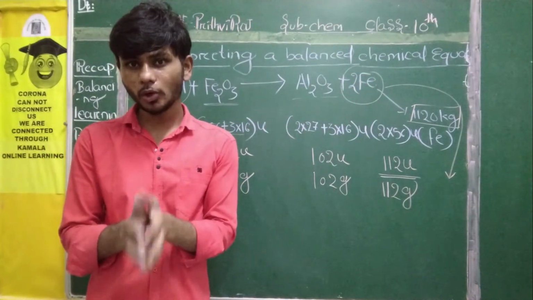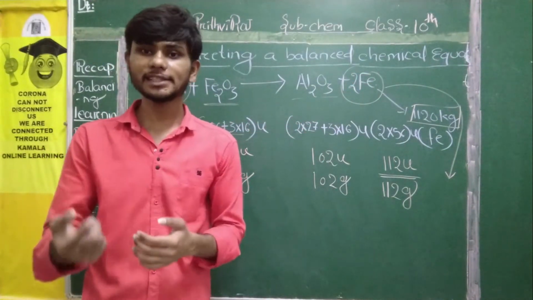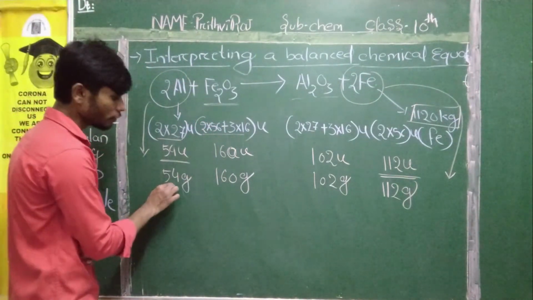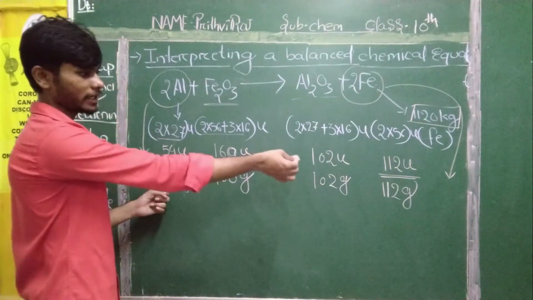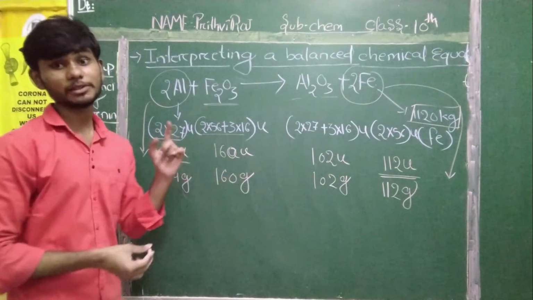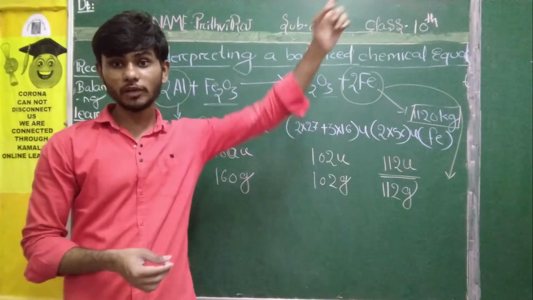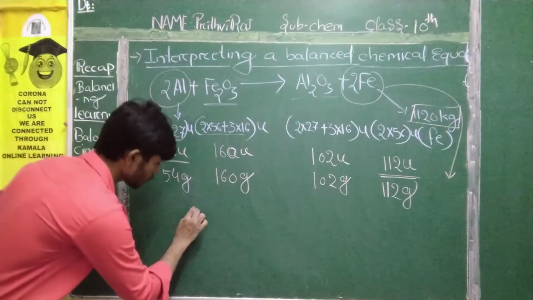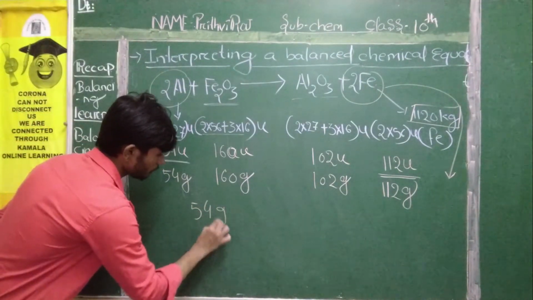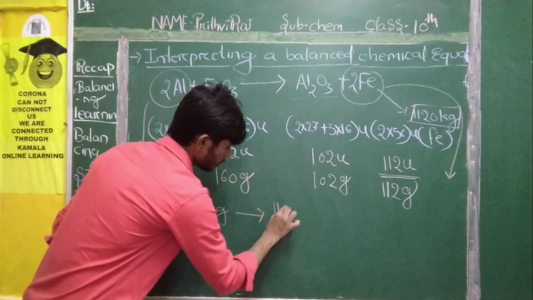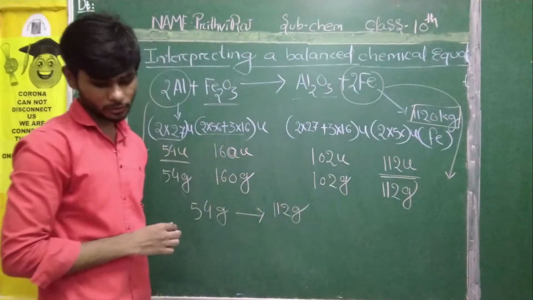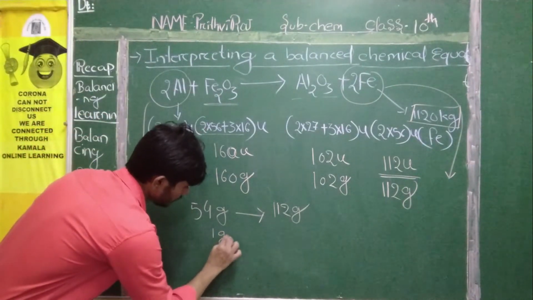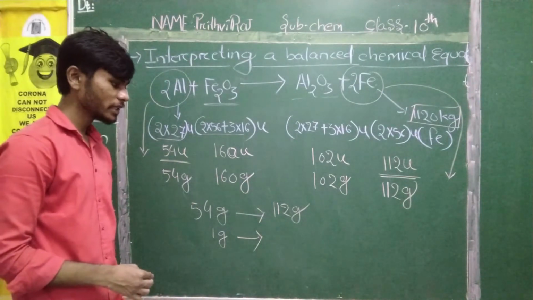What is this mole concept? I will tell you in the next class. But let me complete the process first. Here 54 gram is involved, then you are getting 112 gram. But how much do you need? Your need is 1120 kg. So to get 1120 kg, you need to write some equation. Very simple mathematical things. 54 gram gives us 112 gram. Then 1 gram will give us how much?